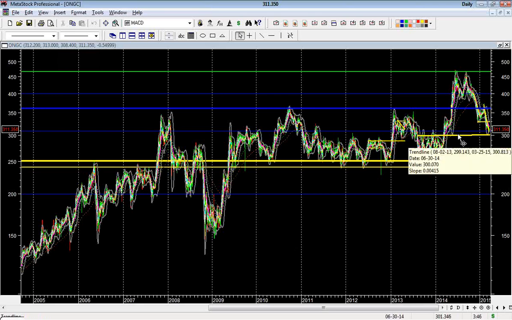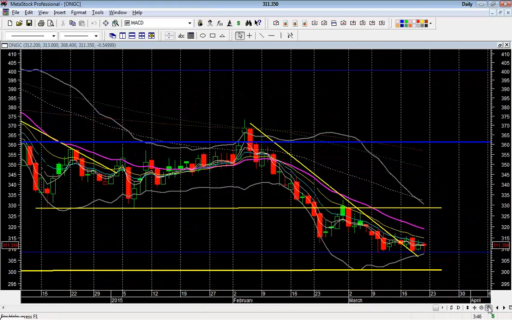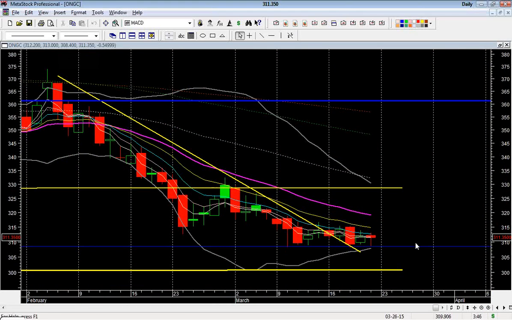That support is pretty important at around 300, so watch for that. Otherwise, those of us who want to take some risk, you could either buy the 310 or the 300 put for April, and then just hold on.